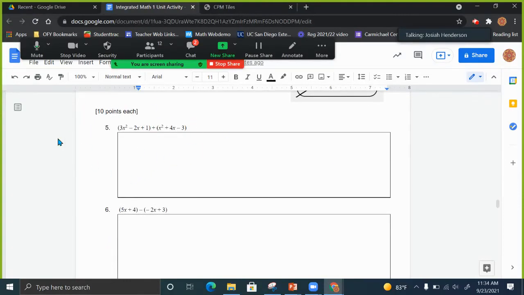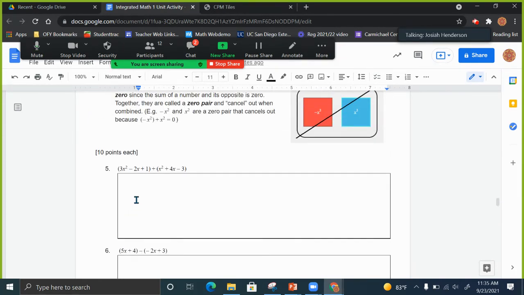Now, we have to actually combine our like terms. We have to actually simplify 5, 6, 7, 8, 9, and 10. So for number 5, it's 3x squared minus 2x plus 1, and that's being added to the other expression next to it, x squared plus 4x minus 3. Now, from our work in Unit 1, we remember to combine these together, we're combining like terms.